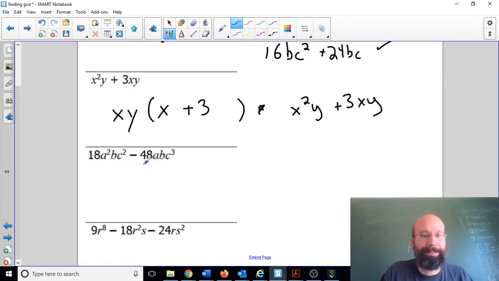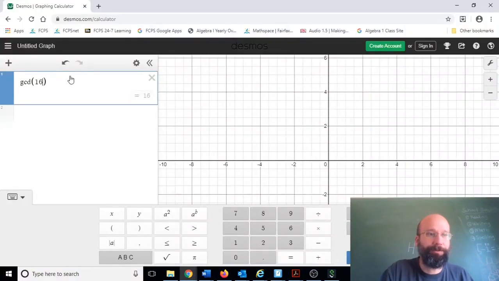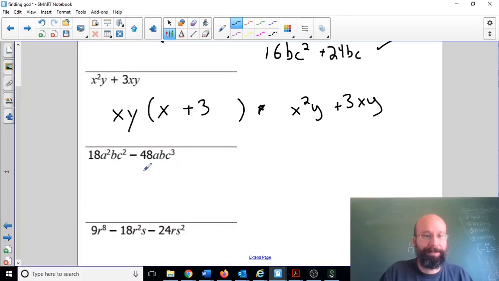So we have 18 and 48. We're going to use Desmos and put in 18 and 48. It's going to tell us that the GCF is 6. So we go back and we know our number is 6. And we look at the variables. We have a on both of them, a squared and a. We take the smallest one, which is an a. We have b in both of them. We take the smallest one, which is a b. C squared and c cubed. We take the smallest one, which is c squared.